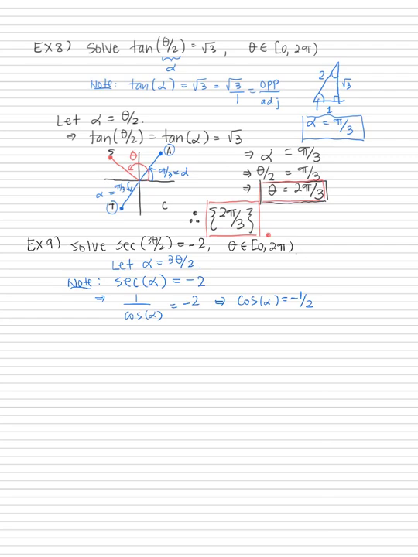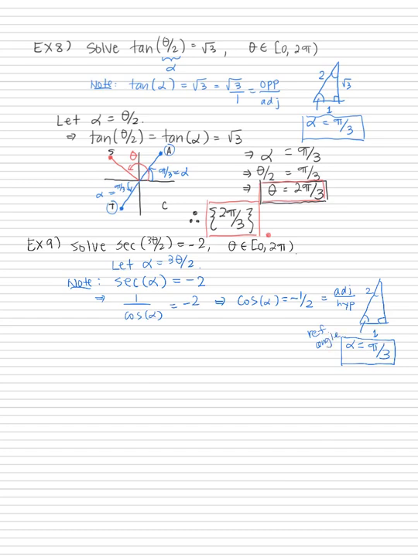So the cosine is adjacent over hypotenuse. So adjacent side has length 1, hypotenuse has length 2. So again, this is going to be a 30, 60, 90 triangle. So our alpha, the reference angle, is going to be pi/3. So this is the reference angle.